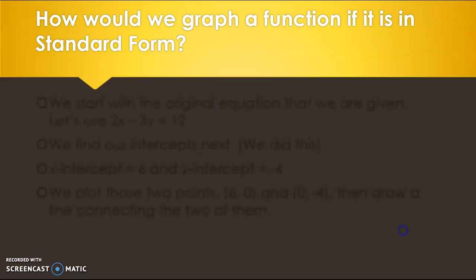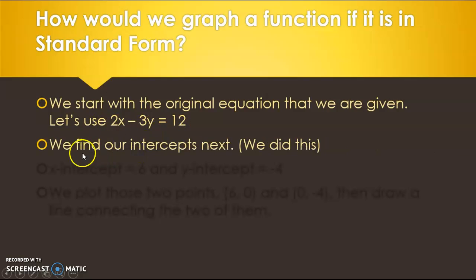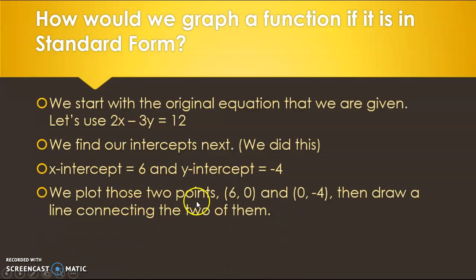All right, so let's keep going. How would we graph a function if it's in standard form? Let's see. Well, we start with the original equation that we are given. So again, we're going to use 2x minus 3y equals 12. Next, we find our intercepts, which we already did. We found that the x-intercept was 6 and the y-intercept was negative 4. Okay, so we plot those 2 points, (6, 0) and (0, negative 4). Then we draw a line connecting the two of them. That's it. Okay, so let's check it out.